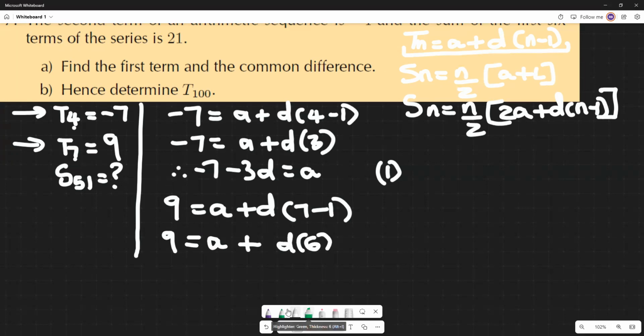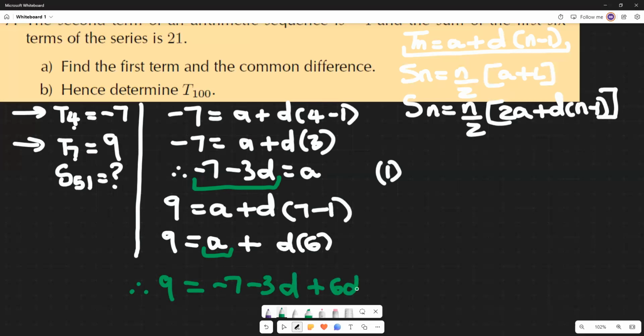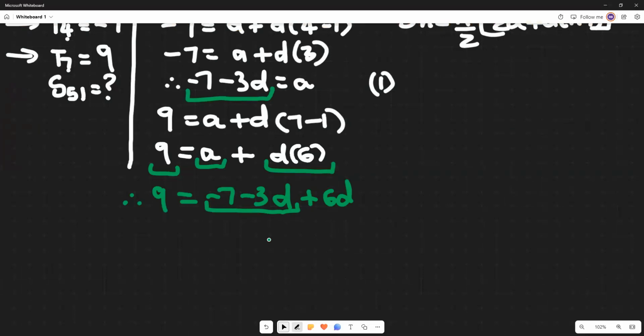But we know that A can be replaced by that guy, because A equals that. So we're going to say, therefore, 9 equals, wherever there's A, I'm replacing with this: -7 minus 3D plus 6D. This times that gives you that. The A is this part, which is there. Awesome, and now you can see that it's aligned. The good thing is now we no longer have A, so we can easily solve for D.